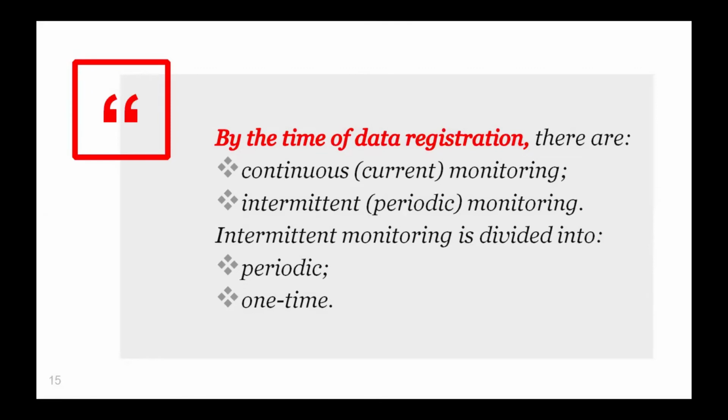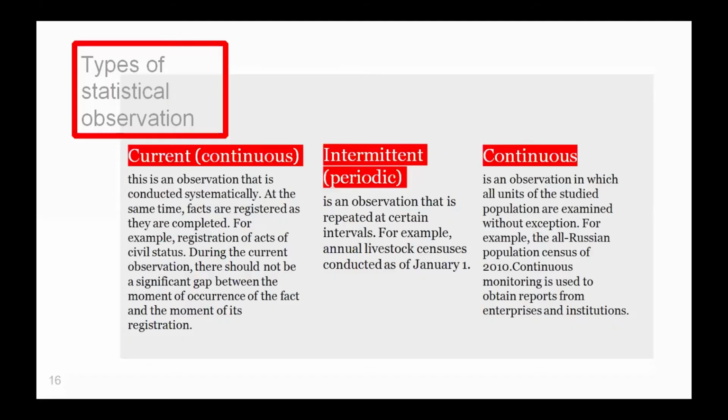By the time of data registration, there are continuous, maybe current monitoring, and intermittent, maybe periodic monitoring. Intermittent monitoring is divided into periodic and one-time. Types of statistical observation are current, intermittent, continuous.